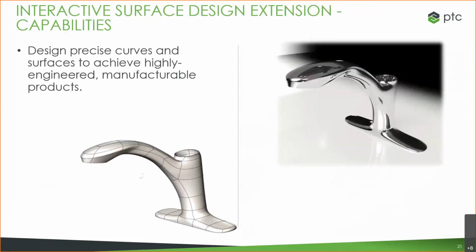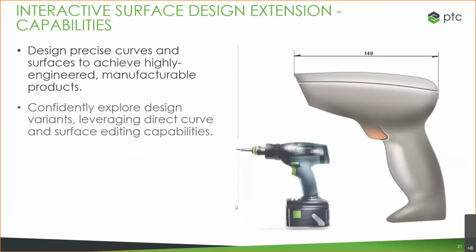So this allows you to design the precise curves and surfaces, and everything that comes out of this is going to be highly engineered and manufacturable. So that's another thing to note about Creo in general. Creo only lets you make things that are manufacturable. There's never going to be something that you create that you say, hey, this doesn't make any sense, we can't build this. And so that's the same with the surfacing tool. So the surfaces that you create are going to be ready to go for manufacturing when the time comes. And so this allows you to really confidently explore the different design variants, not just explore a lot of them, but to do it knowing that Creo is watching your back a little bit, right?